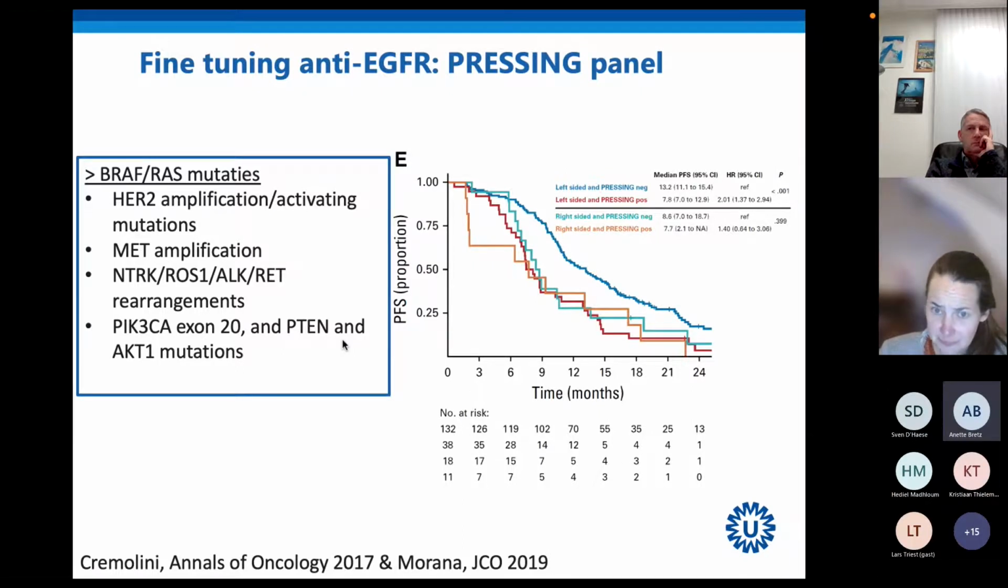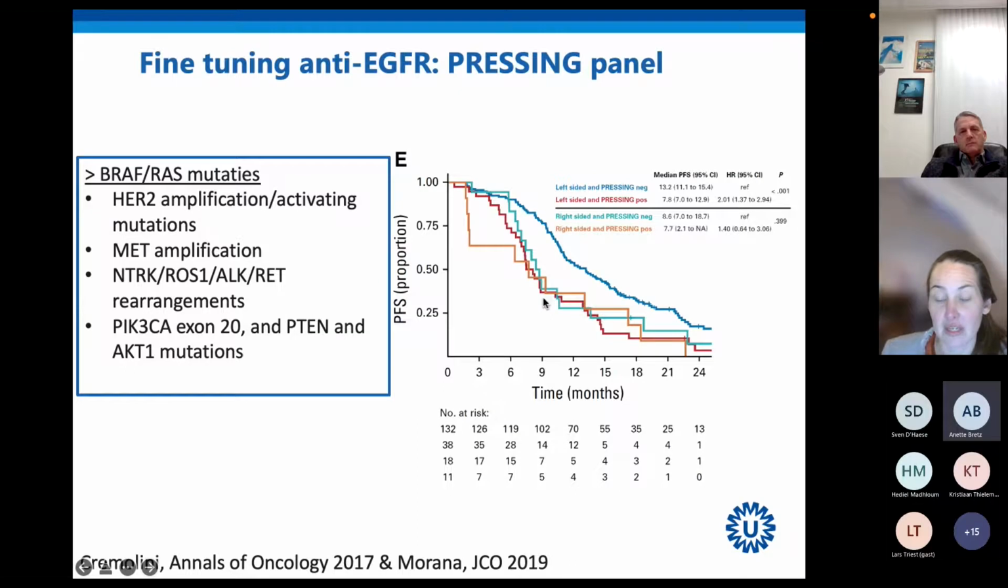And what you can see in the Kaplan-Meier, so all these patients are RAS, BRAF wild type. And then you can see one group standing out, so that's the dark blue line. That's the left-sided patients with the pressing panel negative. These patients clearly benefit more from the addition of EGFR inhibition in comparison to right-sided tumors independent of the pressing panel, or left-sided with one of the pressing panel positive.